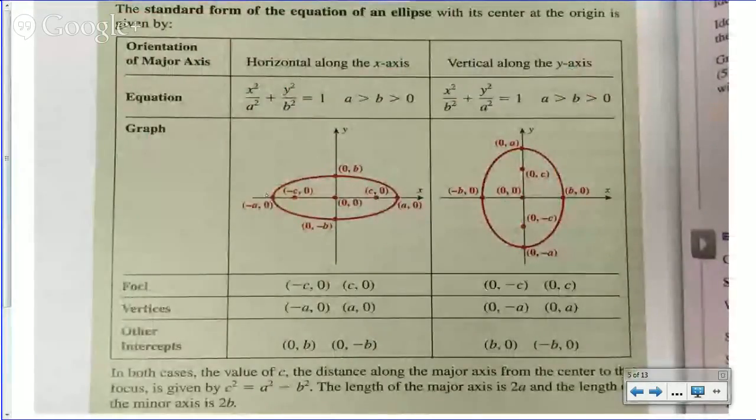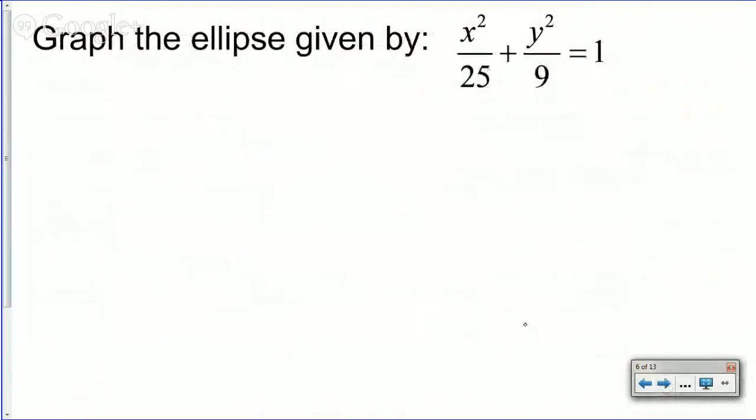So this is part of the handout that's on the website that you might want to print out and keep handy. Okay, so graph the ellipse given by x squared over 25 plus y squared over 9 equals 1. So we've got it equal to 1, and my bigger number is under the x, so we're going to say x squared over a squared plus y squared over b squared equals 1. That's the equation we want to use.